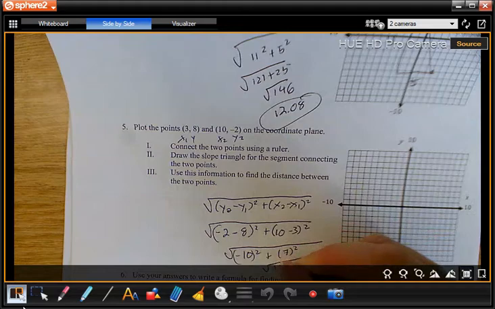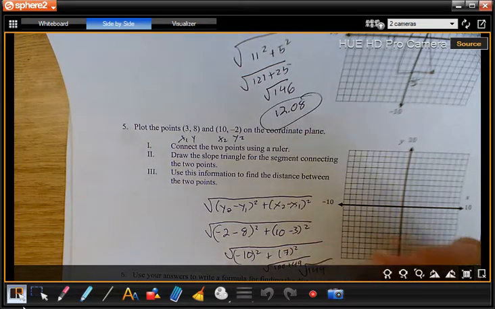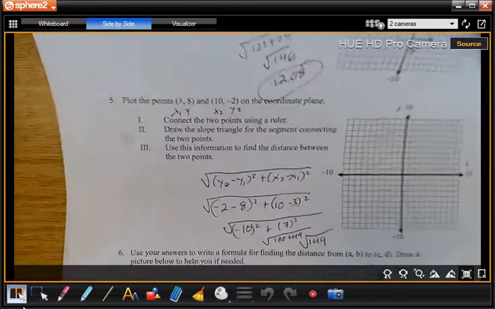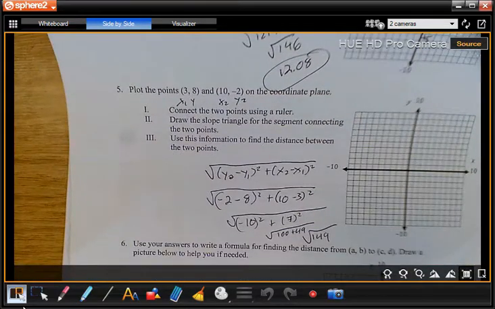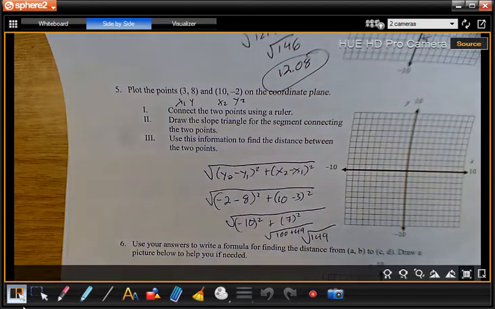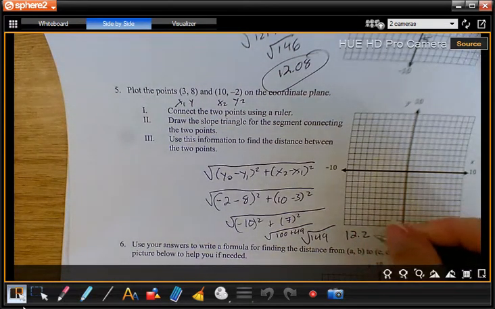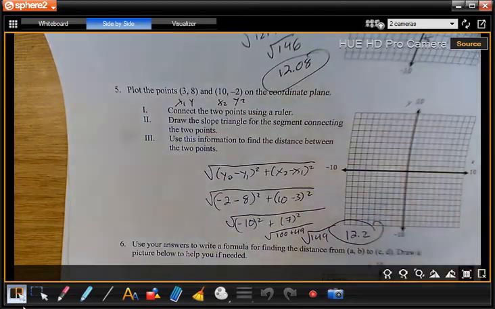So we get 100 plus 49, so we get 149. And we just need to find the square root of 149. And we get 12.2, approximately. Okay, so those are two different ways to find the distance.